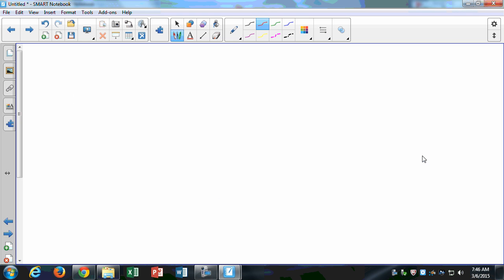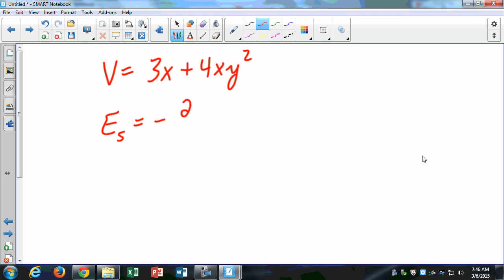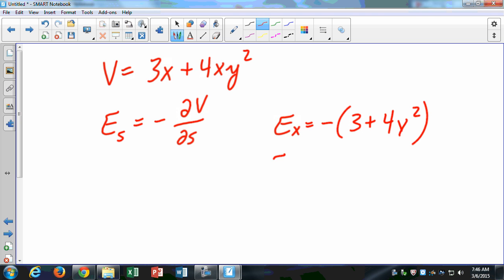And then also we had electric fields. We can find the electric field due to a potential function. So let's say I have a potential function 3x plus 4xy squared. The electric field in a particular direction is the negative of the partial derivative of the potential function with respect to that direction. So for example here, Ex would be negative the derivative of this function with respect to x. That's going to be 3 plus 4y squared, right? And then Ey is going to be the negative of 8xy, right. So you just take the derivative of that function with respect to that particular variable.